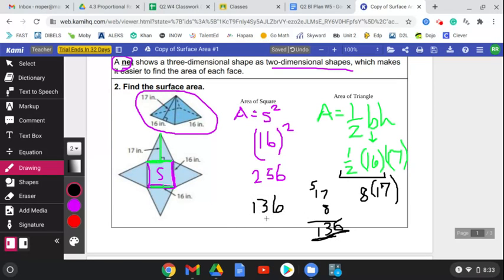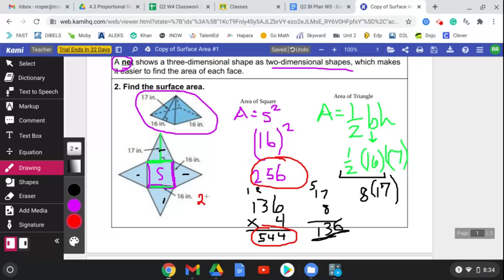So 136 times 4, because there are 4 of them, right? There's 1, 2, 3, 4. So 136 times 4. 4 times 6 is 24. 4 times 3 is 12. 12 plus 2 is 14. And 4 times 1 is 4, plus 1 is 5. So I get 256 for the area of my square, and 544 for the area of my triangles.